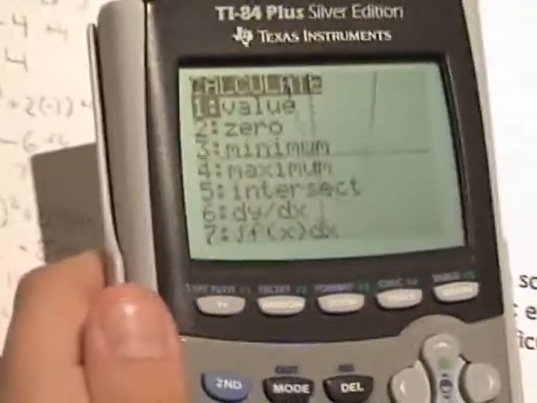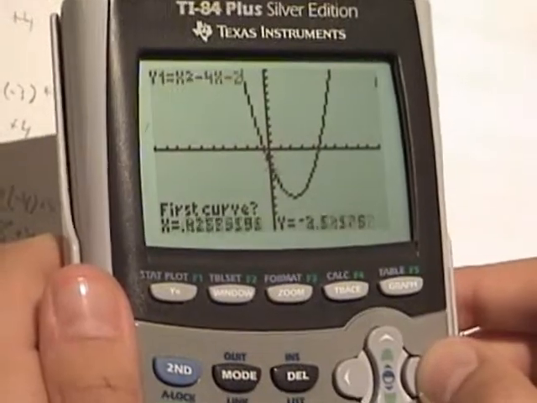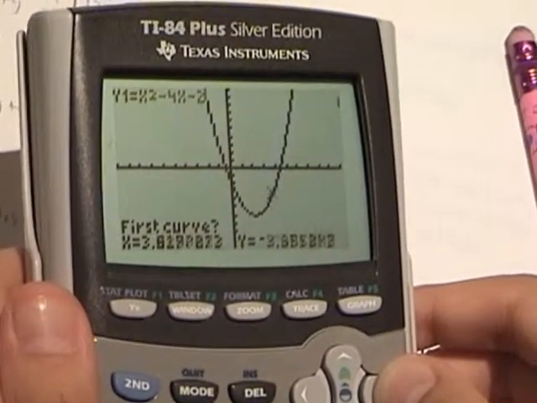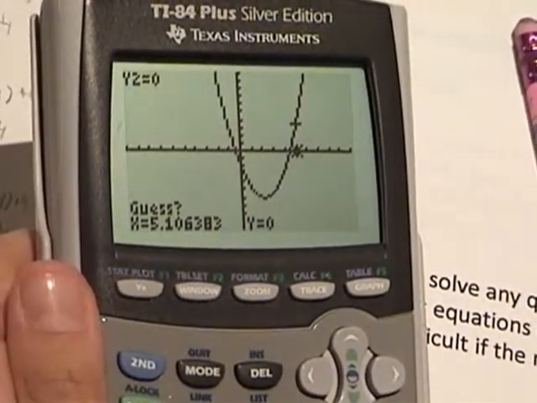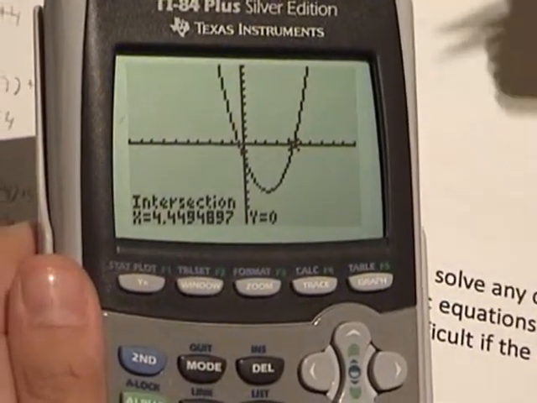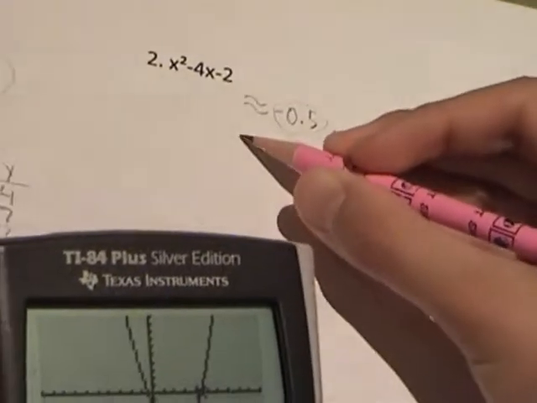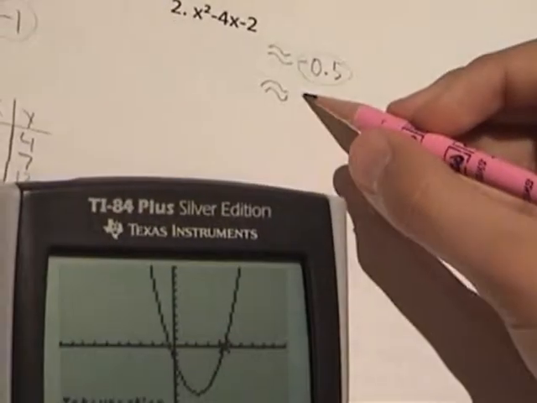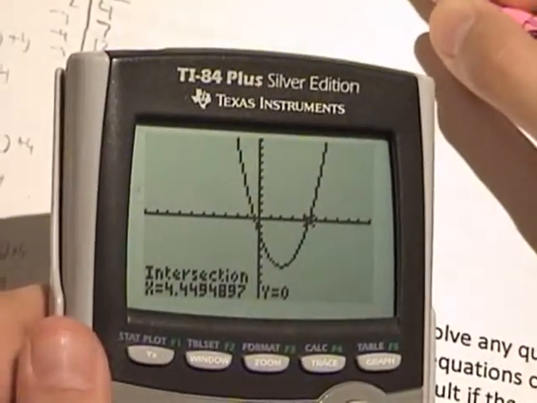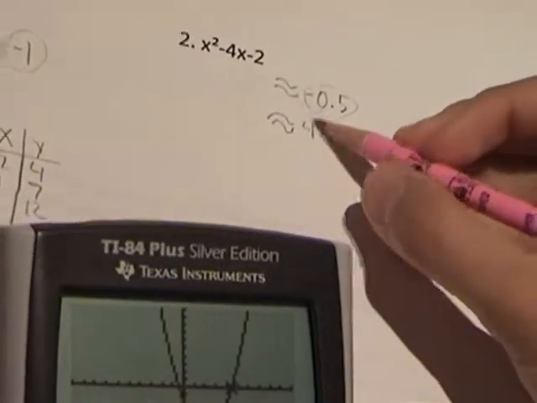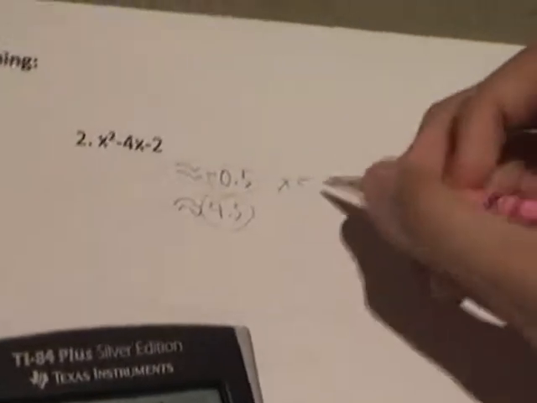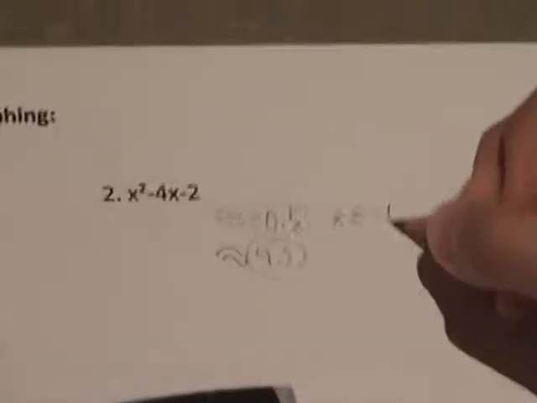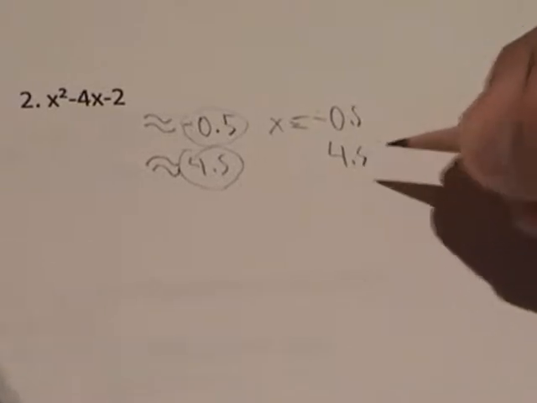And I'm going to repeat that procedure. This time going to the other side. Enter again. Enter a third time. And here's another time where now it says our root is about 4.5. So in this situation, the roots are negative 0.5 and 4.5.